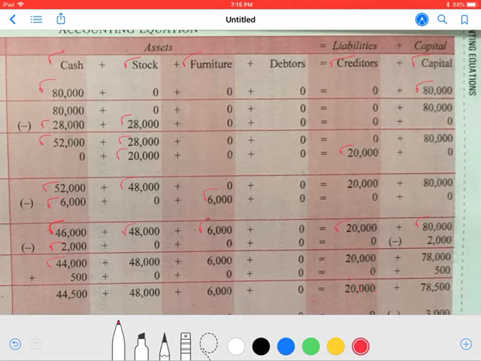So this 2,000 will be deducted from capital, and capital will be rupees 78,000 now, and there is no change in this 48,000, there is no change in this 6,000, there is no change in this 20,000. So this is your new equation.